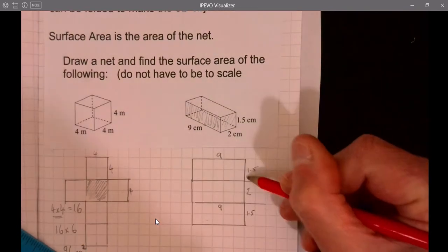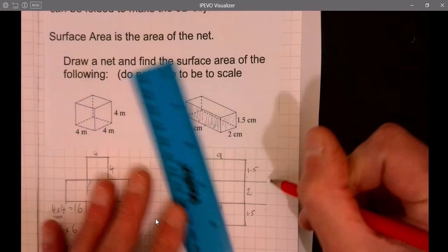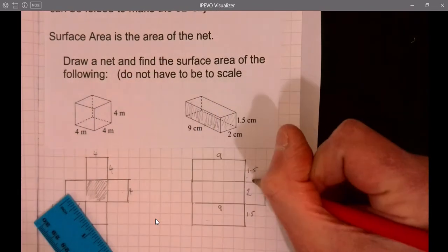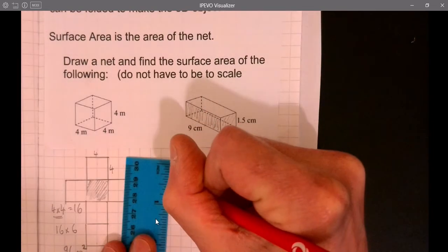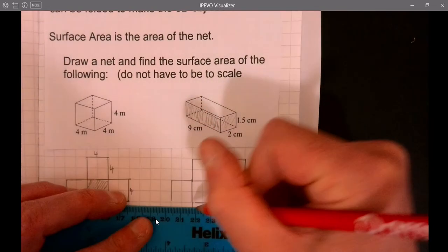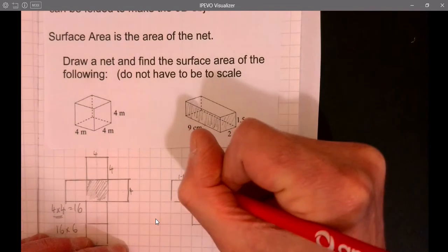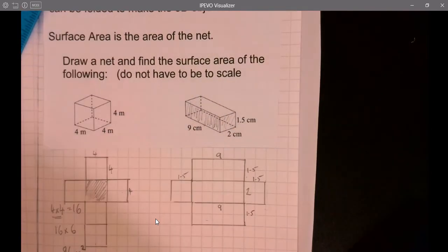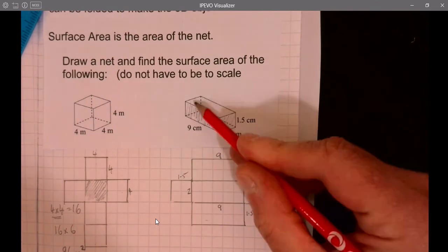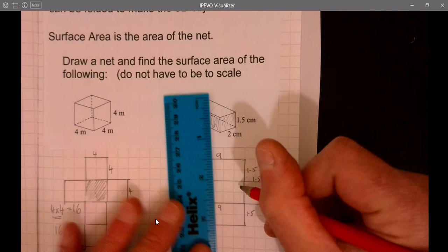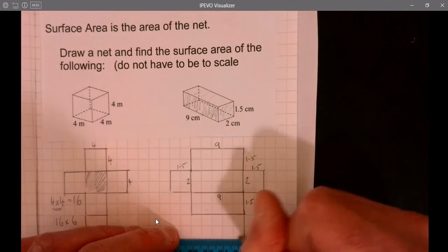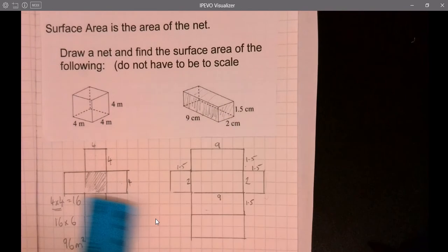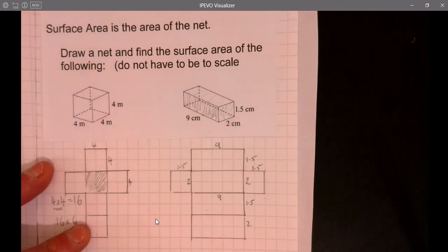Notice these 2 lengths here have got to be the same. So I've got that, it's 1.5, and a bit over here. Remember, mine is not quite to scale, just trying to make it a little bit easier for me to draw, that's all. So that's 1.5, that's 2 there, and I need to put the top on. That's going to be the same as this base, and that was 9 by 2. Again, I'm just going to put my dimensions on there.